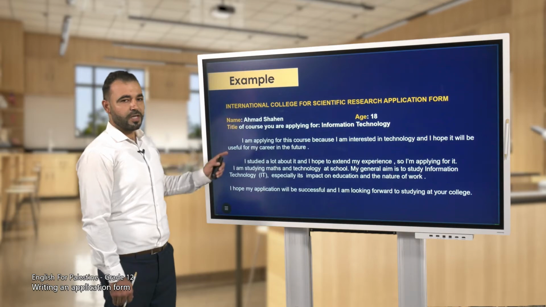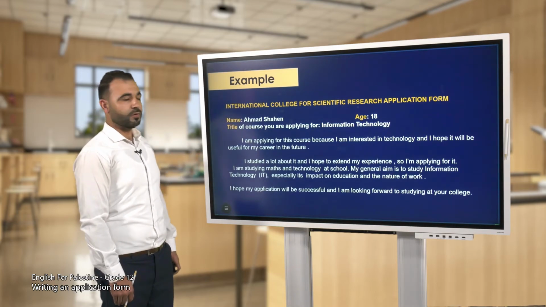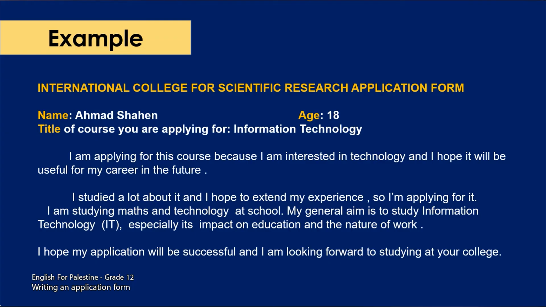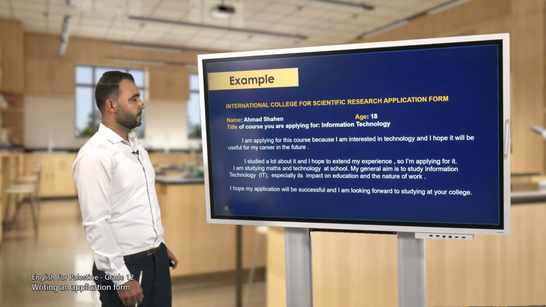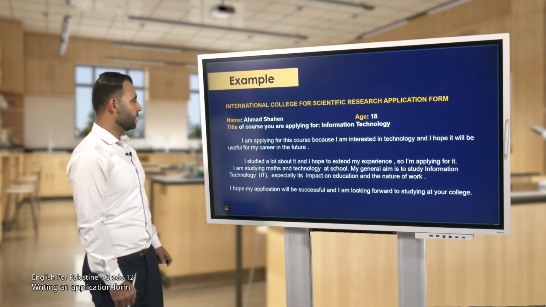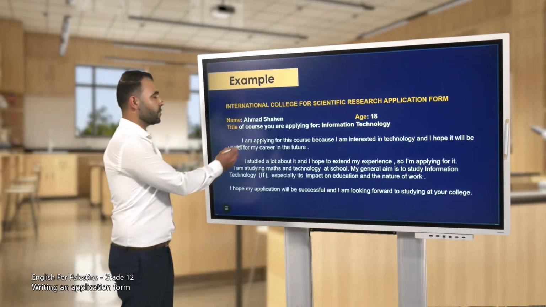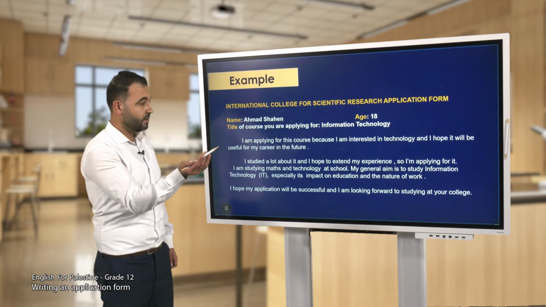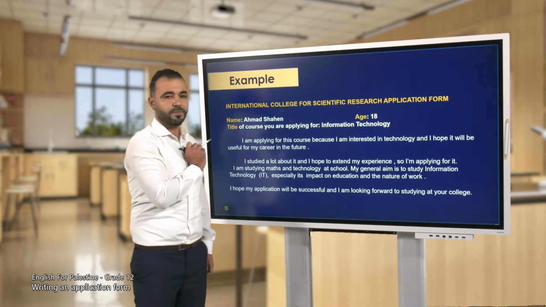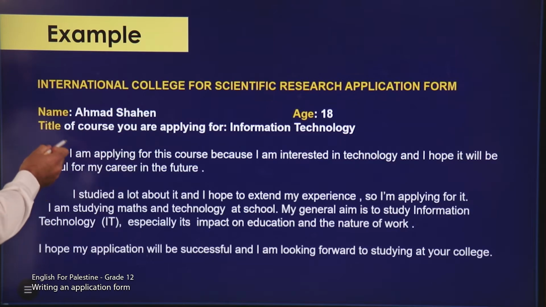You should start with the name of the institution that you are applying for, International College for Scientific Research application form. Now, your name, for example, Ahmed Shaheen here. Your age is 18. And the title, of course, you are applying for is what? Information technology. Starting now talking about the experiences and hobbies.